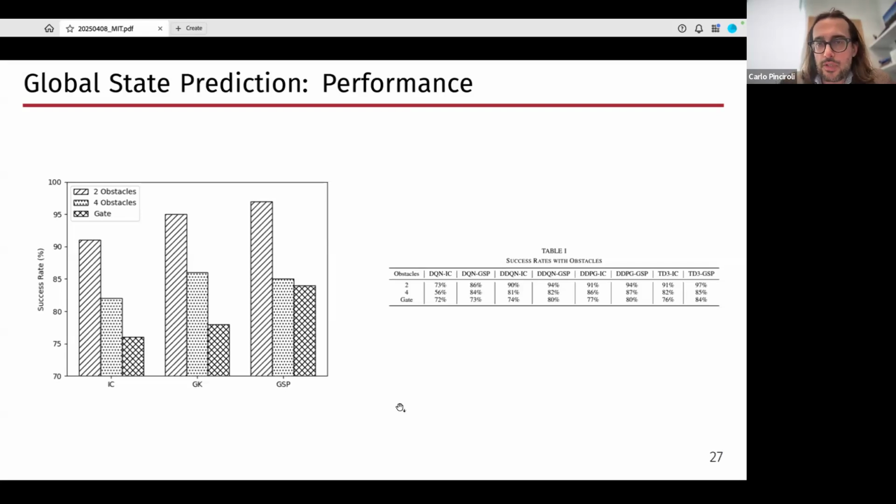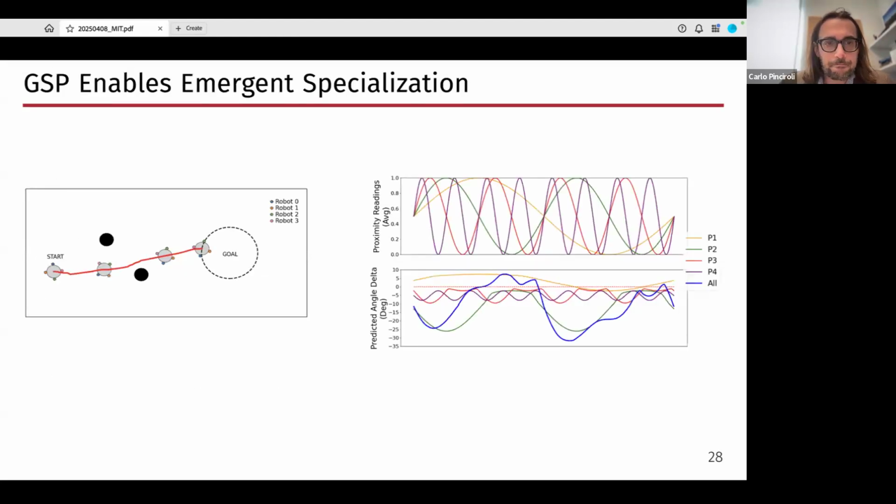So when we look at the performance between GSP and implicit communication, we see that across the board, all of the values of GSP are better than the values of IC. So essentially, we can say GSP offers benefits. It is a good idea, let's say, to add a component like GSP. And this is across the board in the different types of obstacles and configurations that we considered. So that's good. That means that essentially the base idea of GSP works.